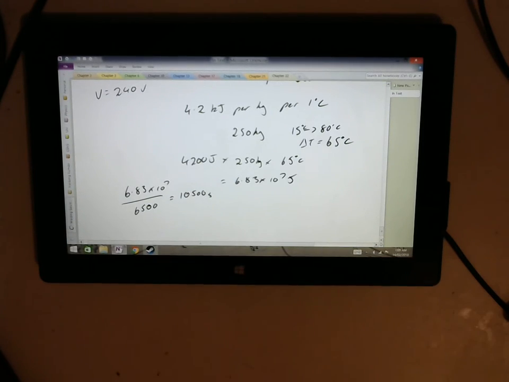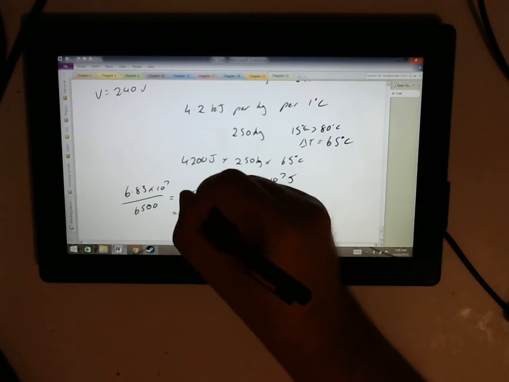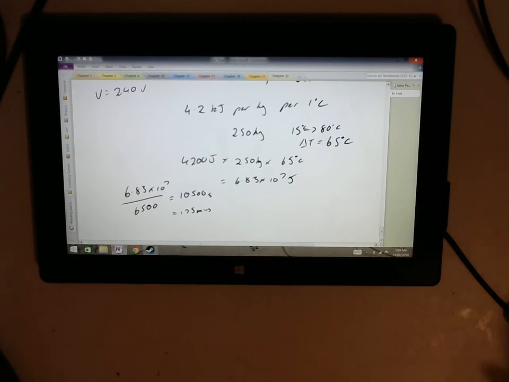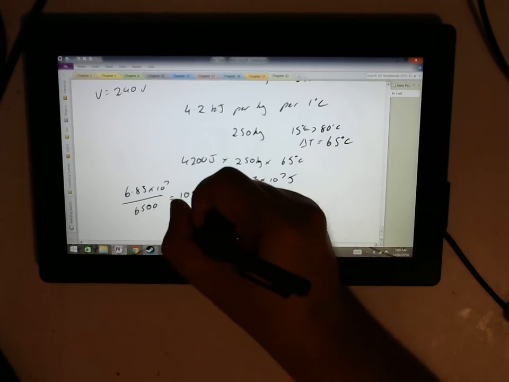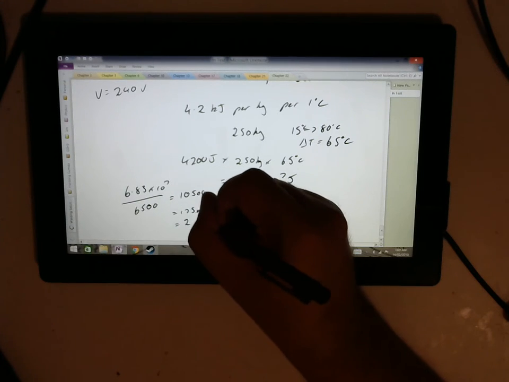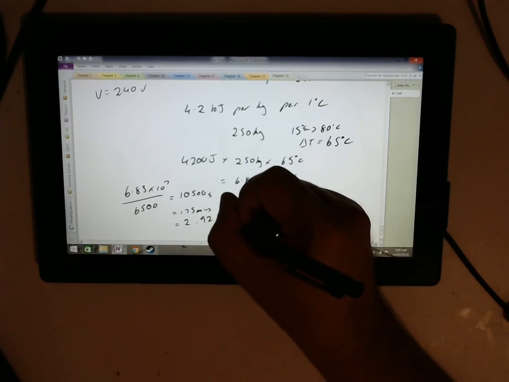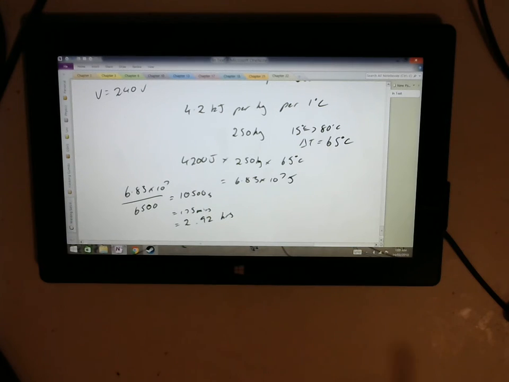Okay, that's a pretty large number. Let's divide by 60, which gives 175 minutes. That's a bit clearer to see. Divided by 60 again equals 2.92 hours. Okay, so we know how long it's going to take.